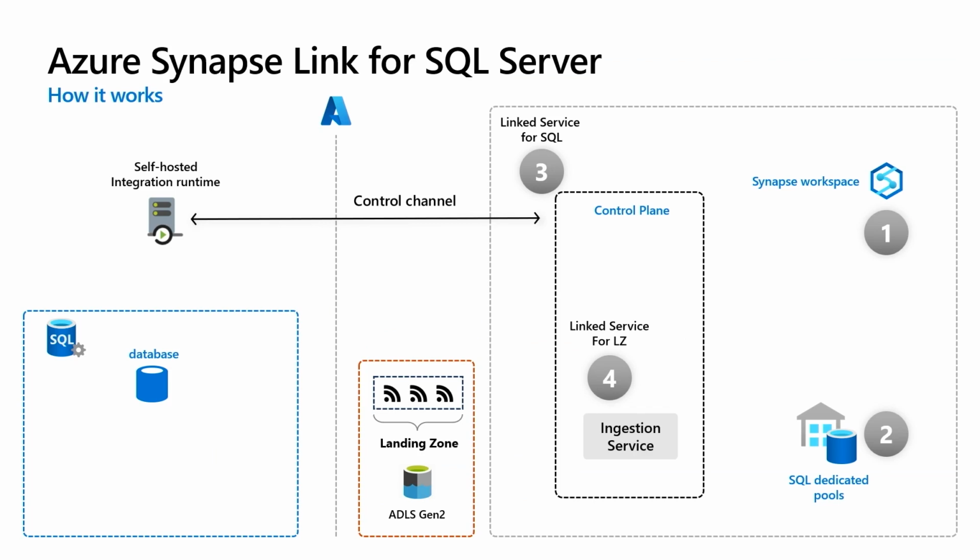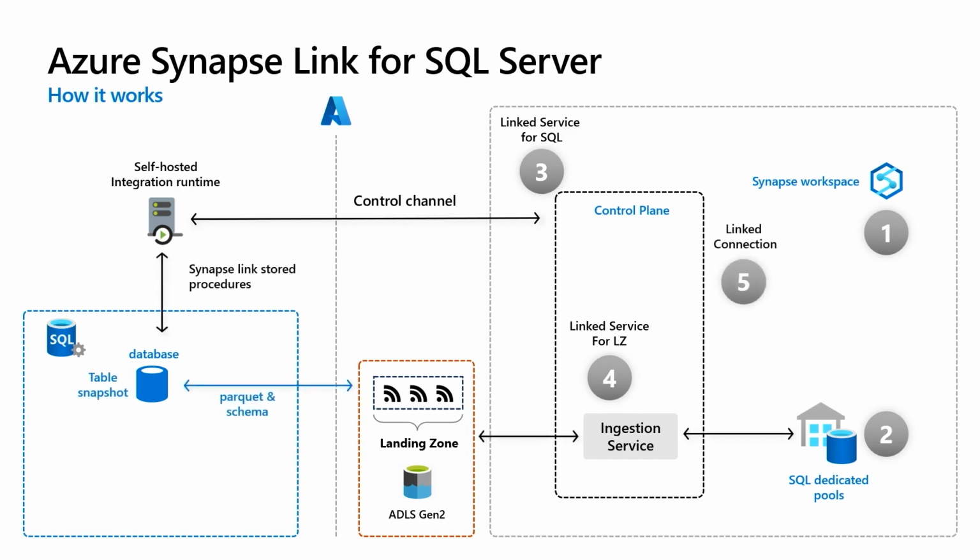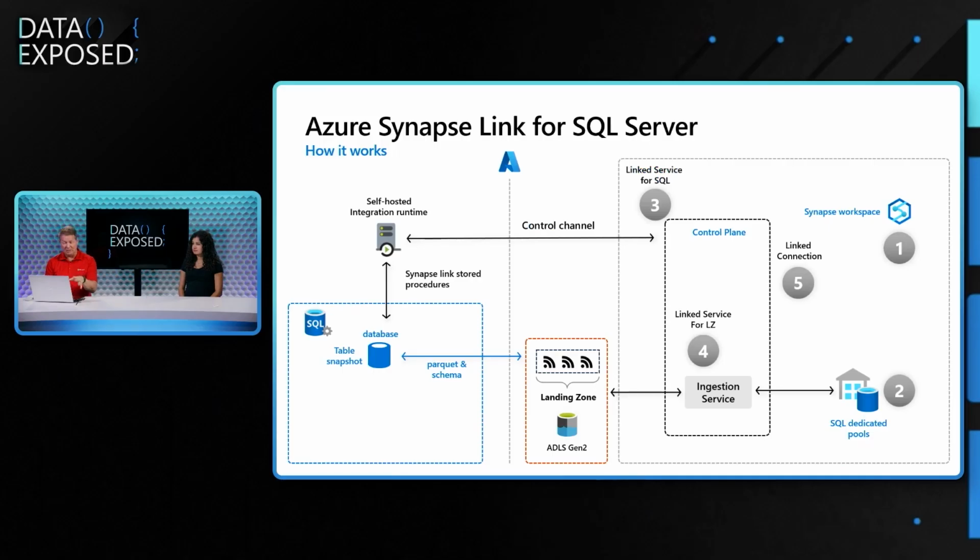You also create a link service for it. Now, at this point, Anna, nothing's really happening. You just set yourself up for success as a one-time operation. Then you create what's called a link connection. A link connection tells the hosted runtime, hey, can you go tell SQL Server there's some data you need to synchronize based on tables that were selected. You do that from Synapse Studio.